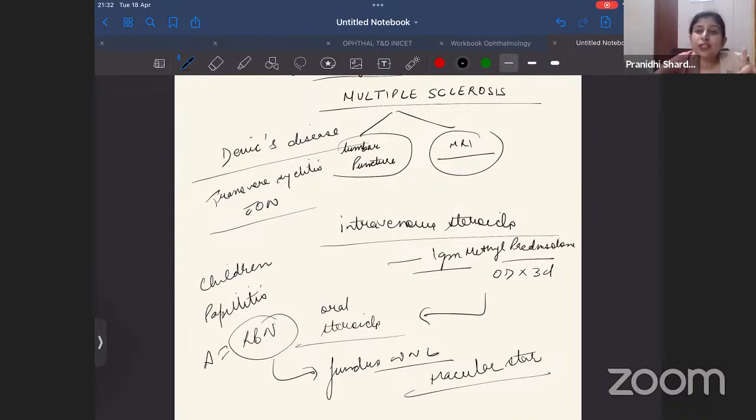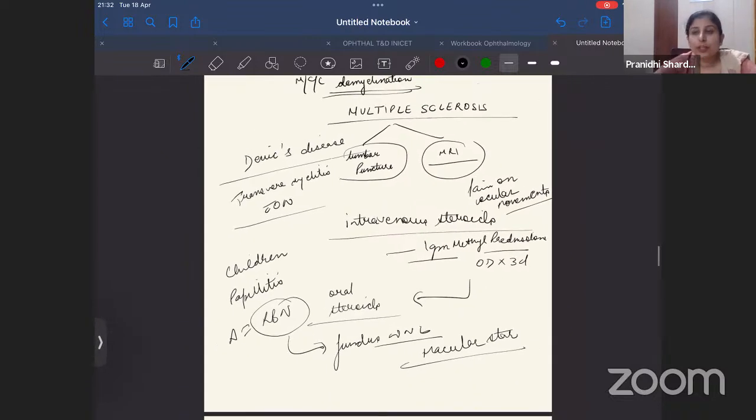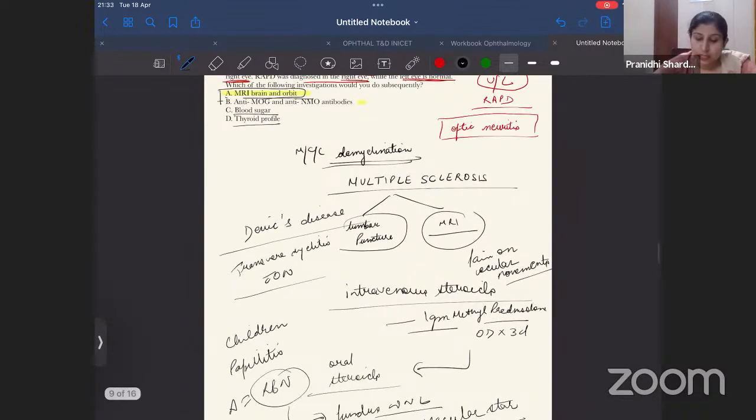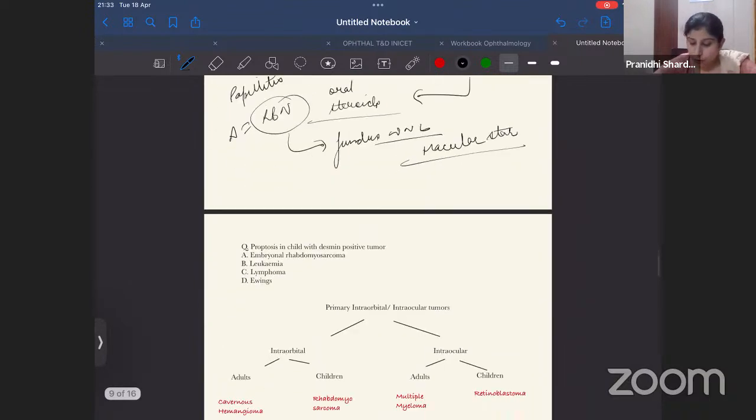You can be given in the history that the patient has pain on ocular movements. So these are some of the histories you can be given in the exam. So, a very important topic, optic neuritis. The answer will be MRI, brain and orbit.